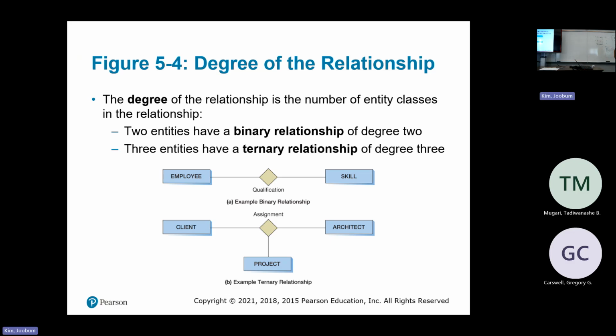Another terminology is a degree. Degree is the number of entity classes in the relationship. So in the binary case, two entities are used, so that means degree is 2. Ternary, how many entities? 3. So degree is 3. The degree terminology can be widely used, like in graph theory.